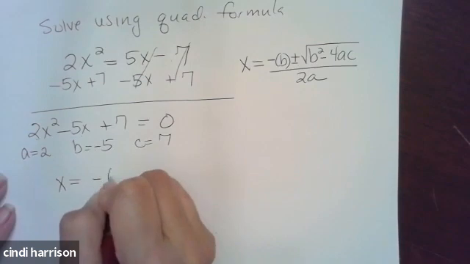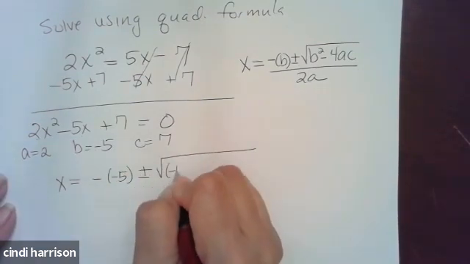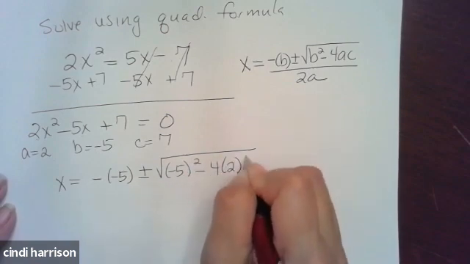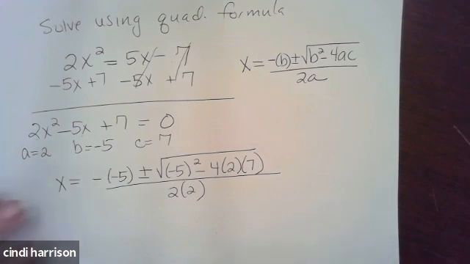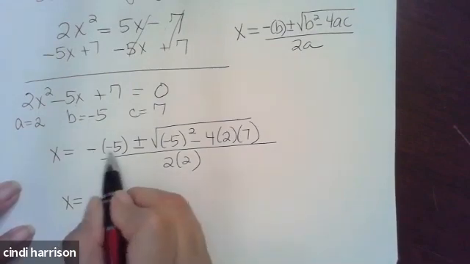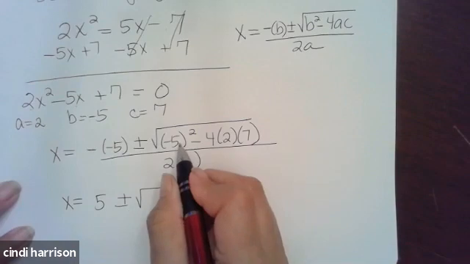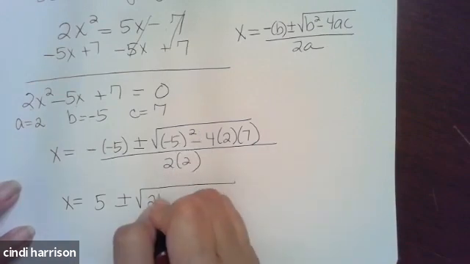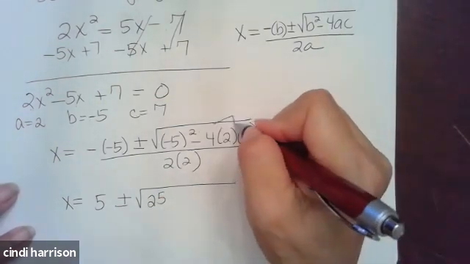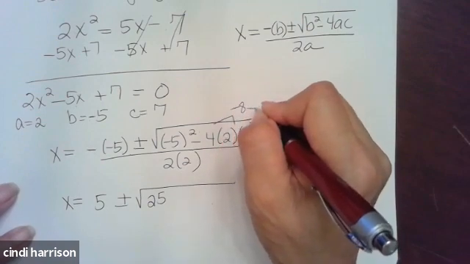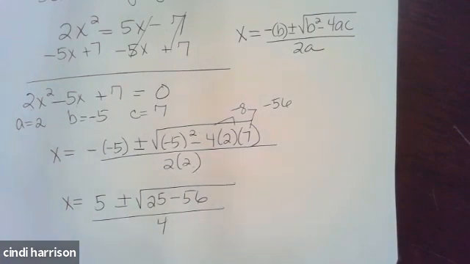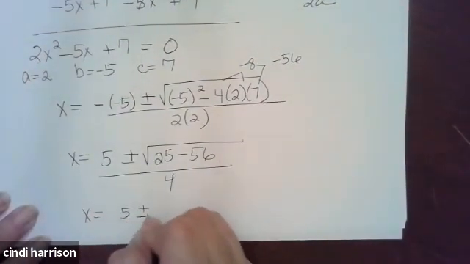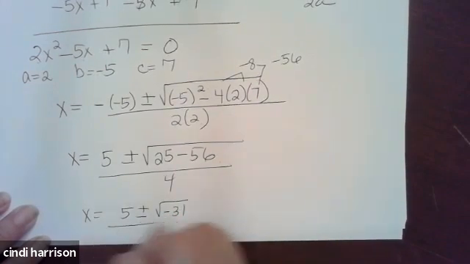So we're going to take these values, plug them into this equation. So x equals the opposite of b plus or minus the square root of b squared minus 4 times a times c, all divided by 2a. And then we're going to carefully simplify. The opposite of negative 5 is 5. Negative 5 squared is 25. Complete this multiplication and then write the answer here. So negative 4 times 2 is negative 8. Negative 8 times 7 is negative 56. So that's what we write down. 2 times 2 is 4. And x equals 5 plus or minus the square root of negative 31 over 4.